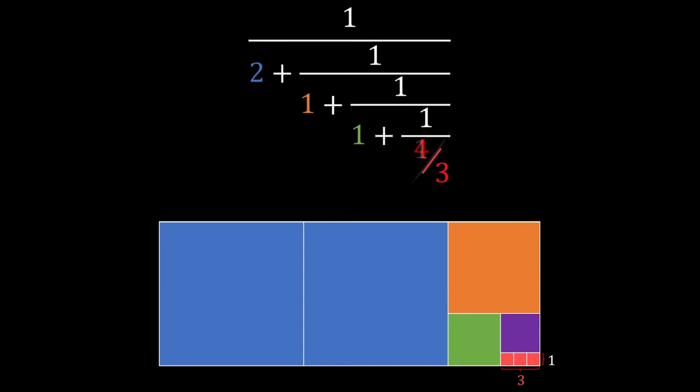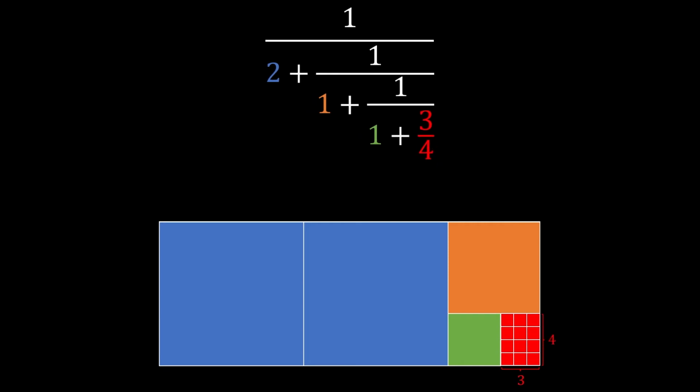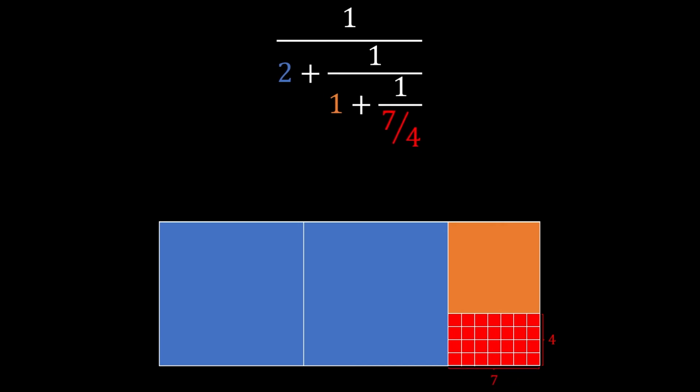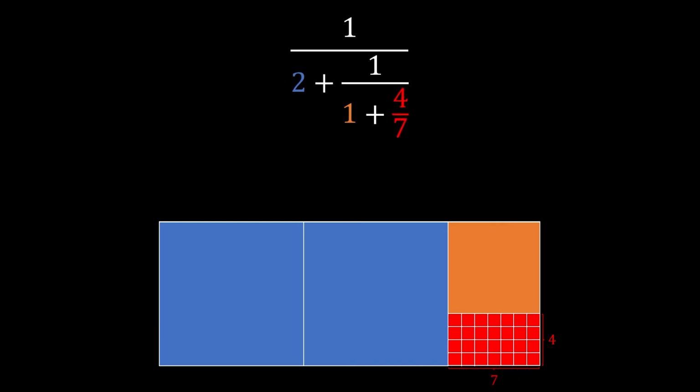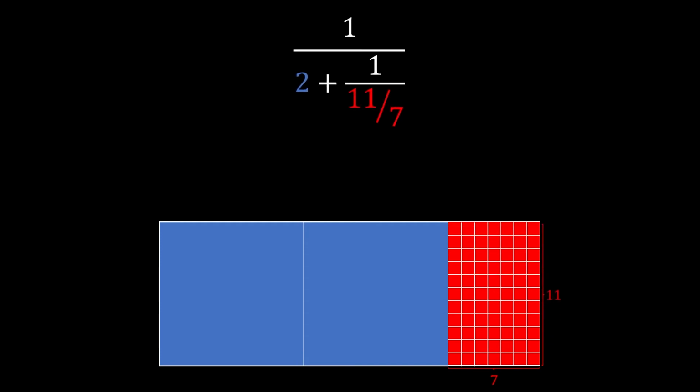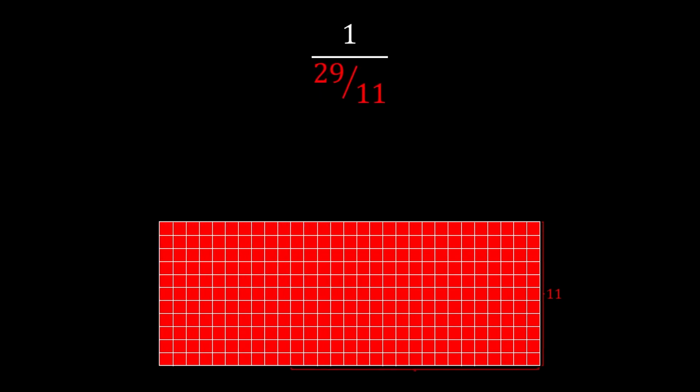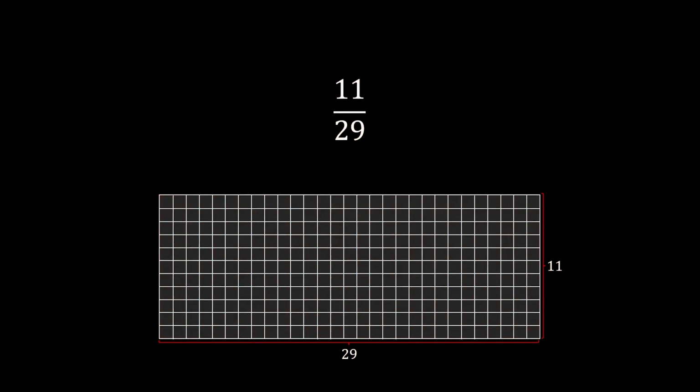1 plus 1/3 is 4/3. 1 divided by 4/3 is 3/4. 1 plus 3/4 is 7/4. 1 divided by 7/4 is 4/7. 1 plus 4/7 is 11/7. 1 divided by 11/7 is 7/11. 2 plus 7/11 is 29/11. And finally, 1 divided by 29/11 is 11/29, which is the fraction we started with.